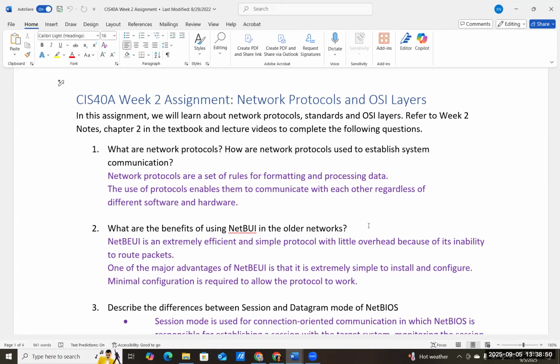And how are network protocols used to establish system communication? One, network protocols are rules for formatting and processing data, right? Whether it's web data, where it has to be able to give you the content, what you see on screen with HTML, or it could be another type of service.